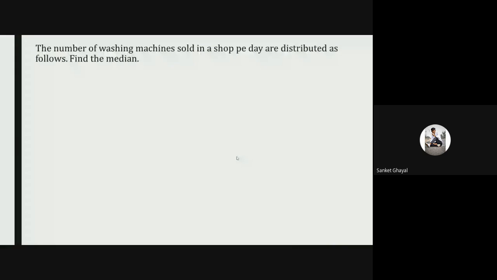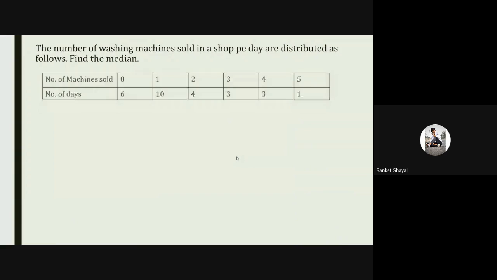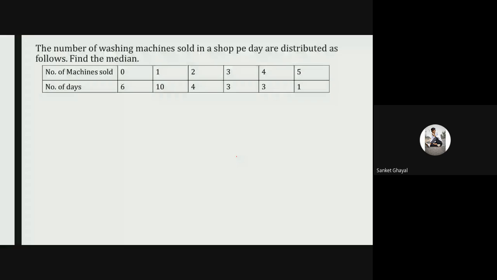Number of washing machines sold in a shop per day distributed as follows. Now we have to find out the median. Median चा formula काय आहे? The number of machines sold and number of days. Number of days म्हणजे काय? It's a frequency. Number of machines sold is a variable. Whether it is days, number of students or number of persons, it will be your frequency.